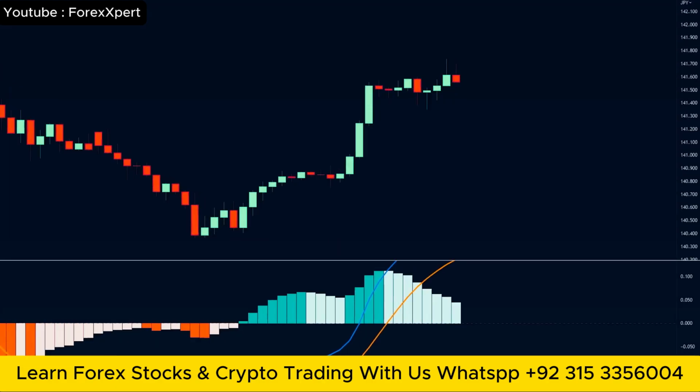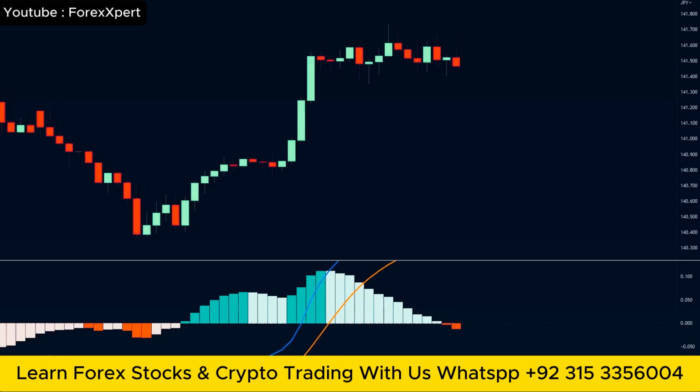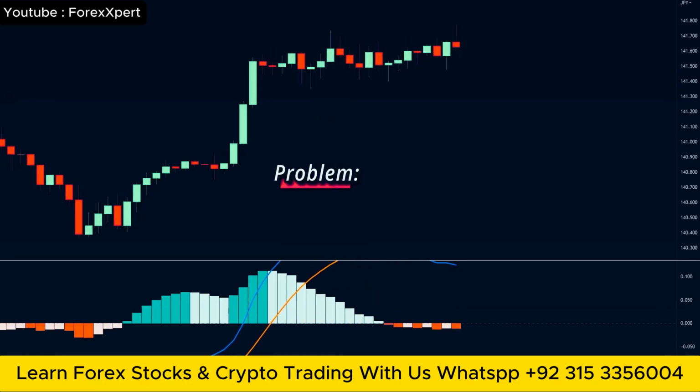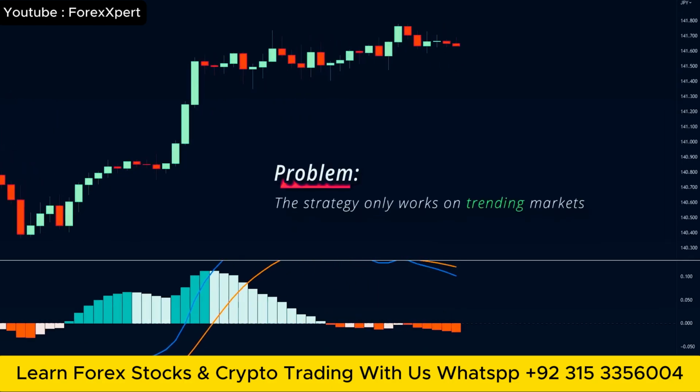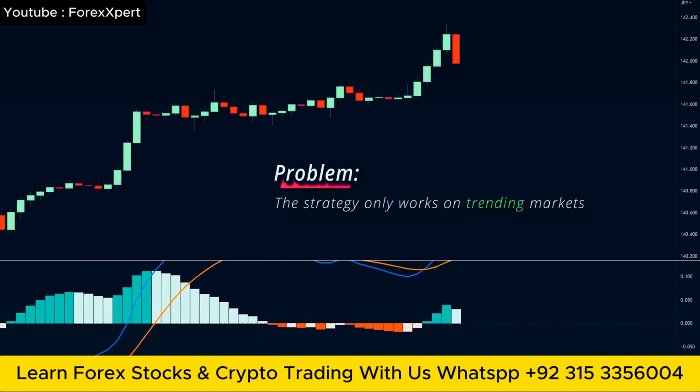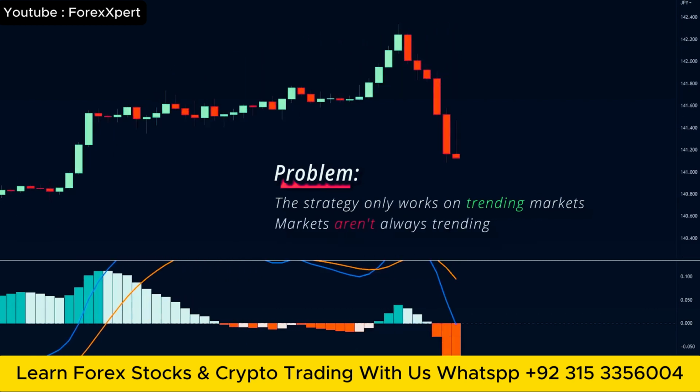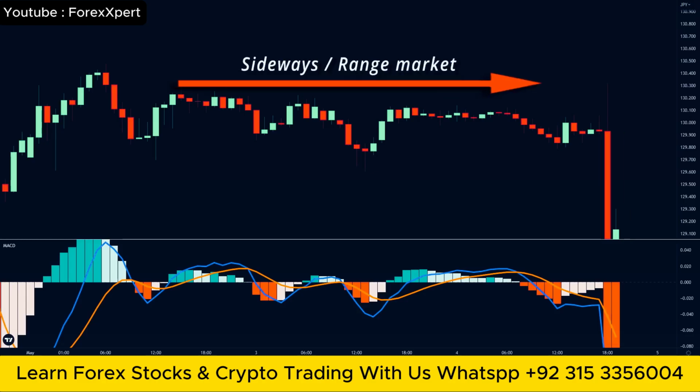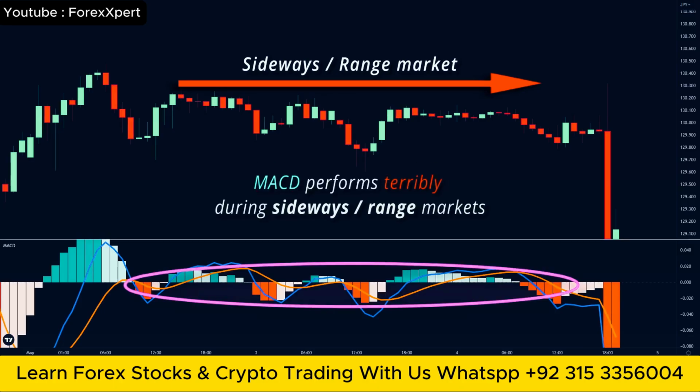Now, this may seem like a good and simple strategy. However, a common problem with this strategy is that it only works on trending markets. And as we all know, markets aren't always trending. It can also move sideways or within a range like this. And because of that, the MACD indicator would perform terribly during this type of market, like in this example here.